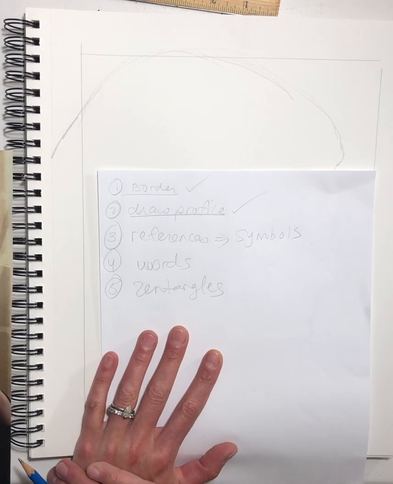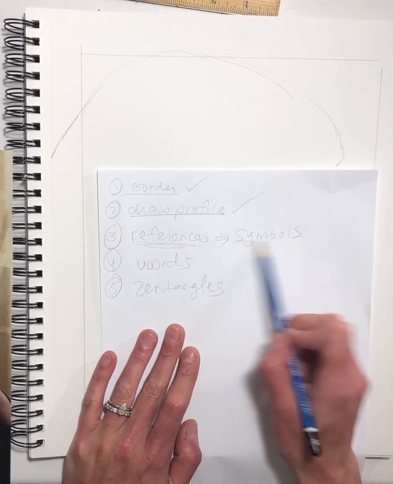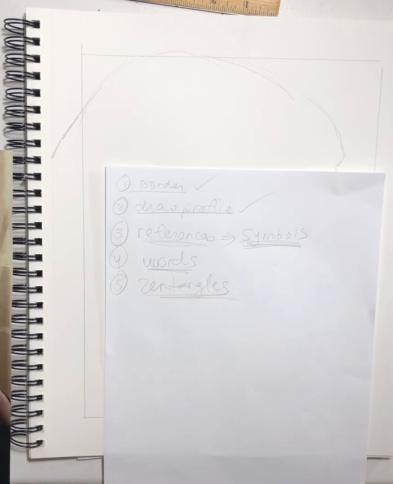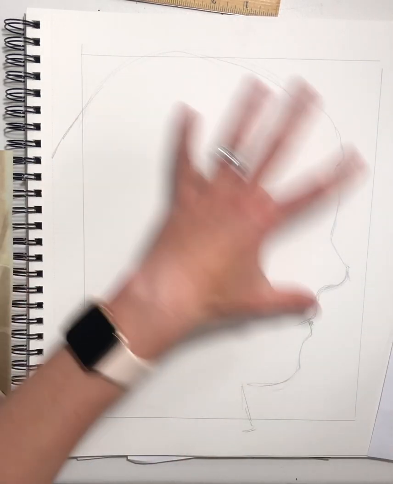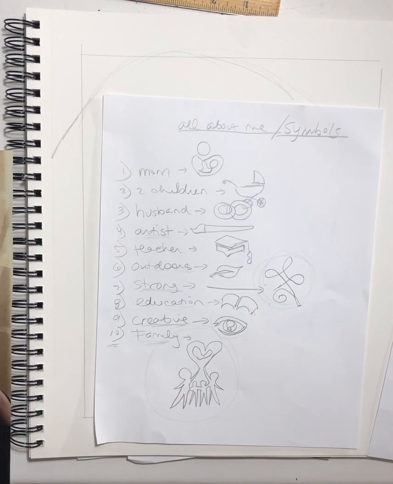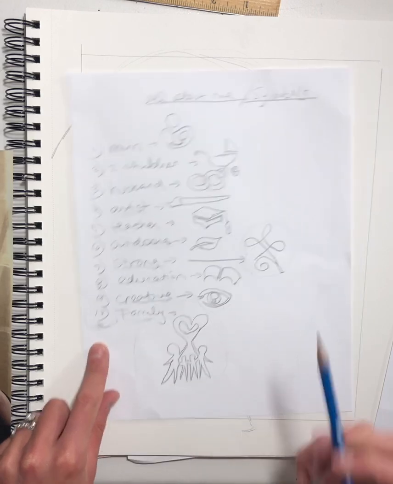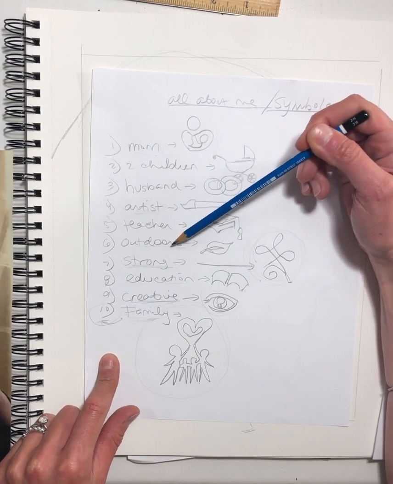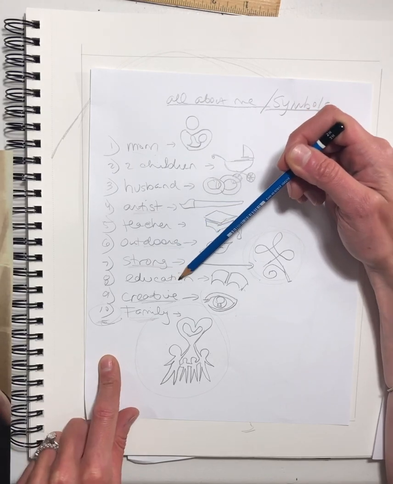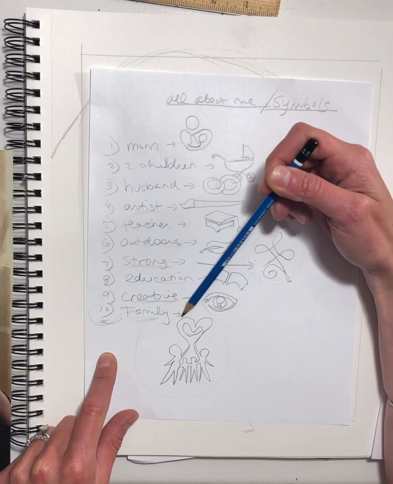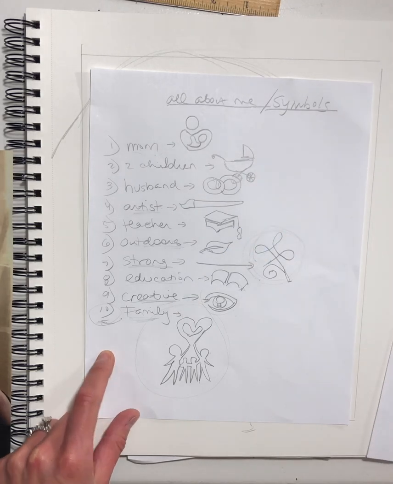You're doing this in pencil. Now we need to talk about references, symbols, imagery, words, and possible Zentangles. How are you going to fill this up? So I went down my list, and what I did was I only picked 10. You can do more than 10. I'm a mom, I have 2 children, a husband. I'm an artist, a teacher. I love the outdoors. I'm strong, I love education, and I value it. I'm creative, and I am very inspired by family and connected with family.